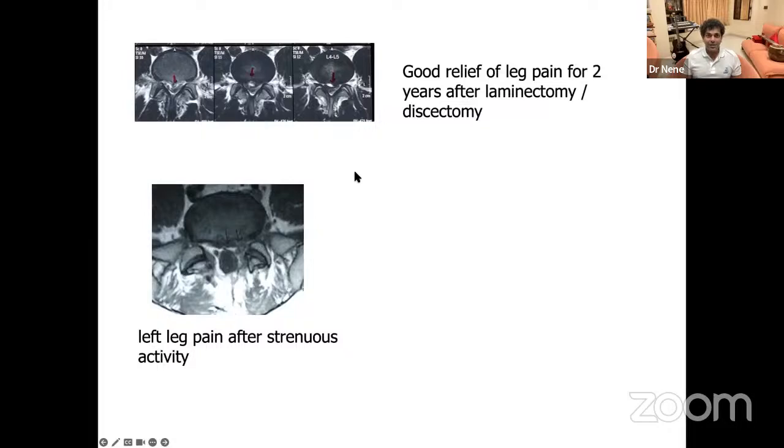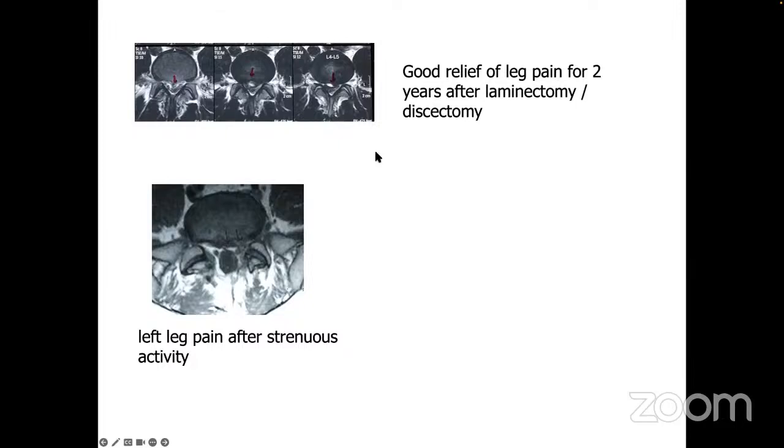Okay, here's another case. This person had good relief of leg pain for 2 years after a laminectomy discectomy, and came back with left leg pain after a strenuous activity. So for 2 years she was good. Then she did some dandiya and now she's got leg pain. What do you think? What would you do now? That's the MRI picture. You can see the laminectomy defect. Anybody? What's your next step?